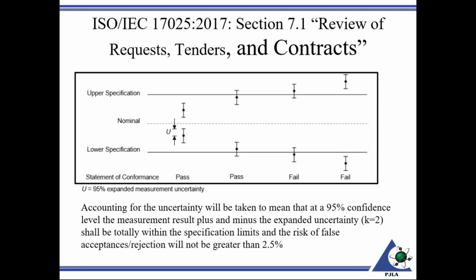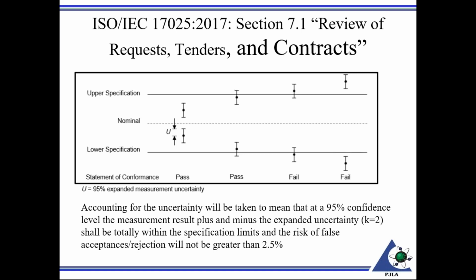at a 95% confidence level, the measurable result plus and minus the expanded uncertainty at k=2 shall be totally within the specification limits, and the risk of false acceptance or rejection will be no greater than 2.5%, which is a typical decision rule if you are guard banding against a 95% confidence, a 95% confidence interval there at a k=2. So that is just one decision rule.